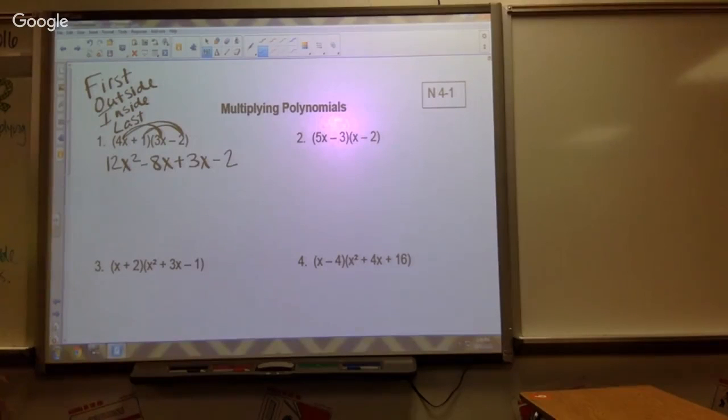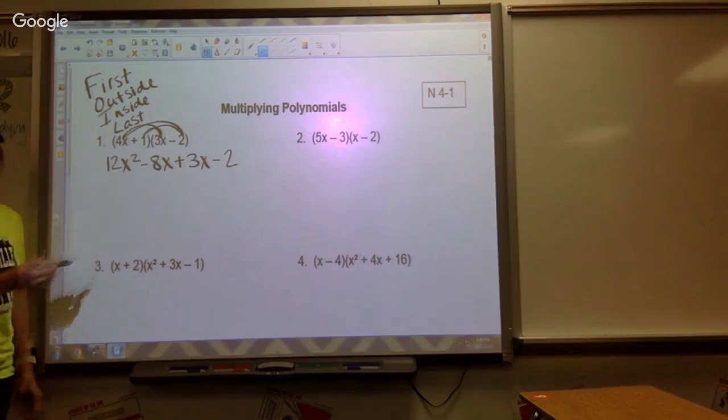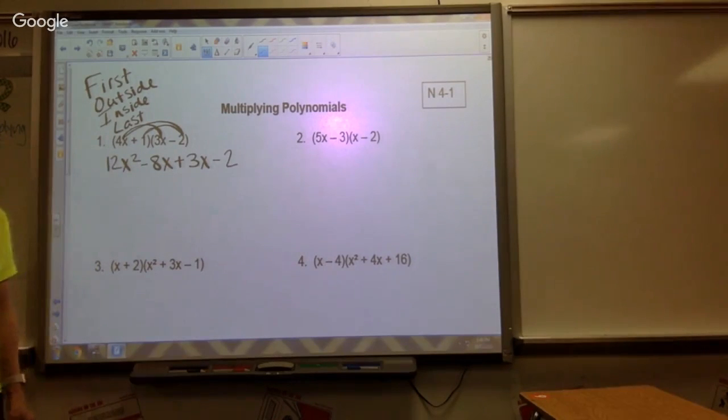Okay, so then you're going to combine like terms. Once you use FOIL, most of the time you have like terms that you can combine. Right here we have a 12x squared. If you do not have another x squared, you're not going to be able to combine it with anything.